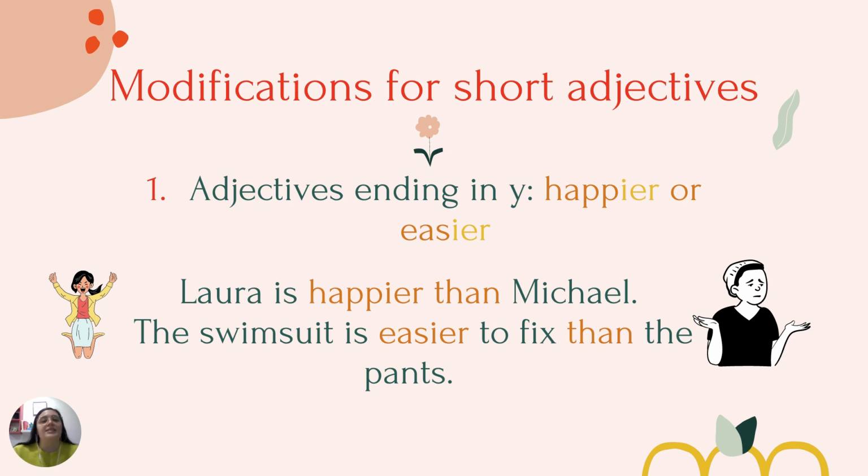Now we have adjectives ending with the letter Y, such as happy or easy. In that case, you just change the letter Y for the letter I. Okay, so it will be happier and easier, such as Laura is happier than Michael, and the swimsuit is easier to fix than the pants. Please remember, if you have the letter Y, change it with the letter I.